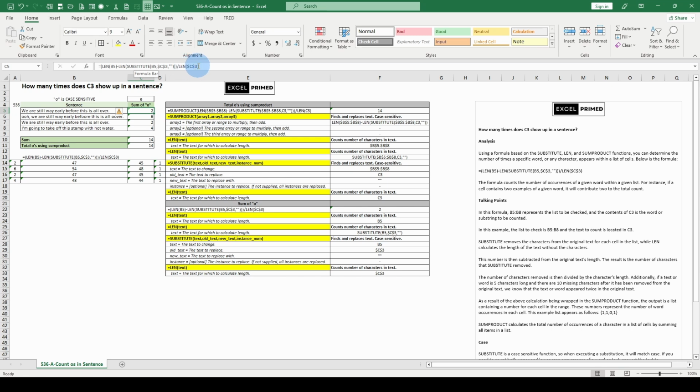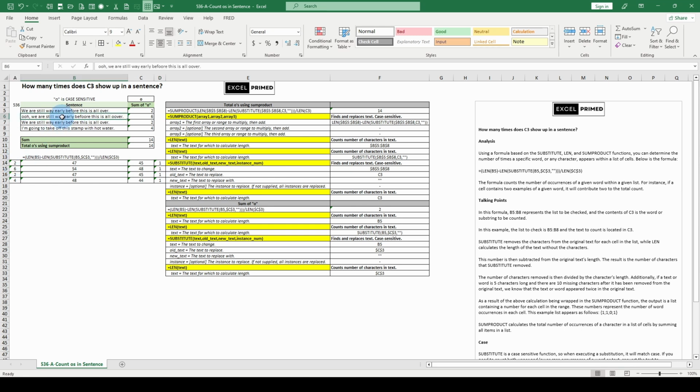And what's the length of B3? It's 1. Down here is an example. Here's the last part, LEN B3, right here, 1. Here is LEN SUBSTITUTE B3 is 45. 47 minus 45 divided by 1 gives us 2.